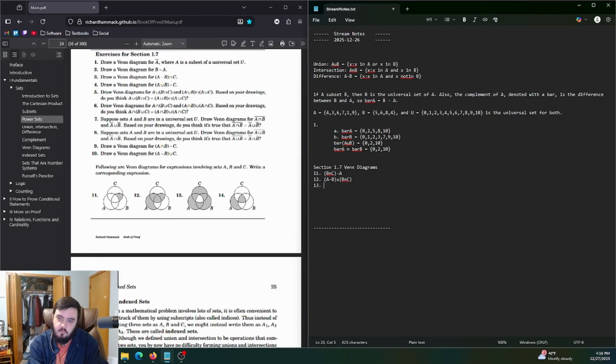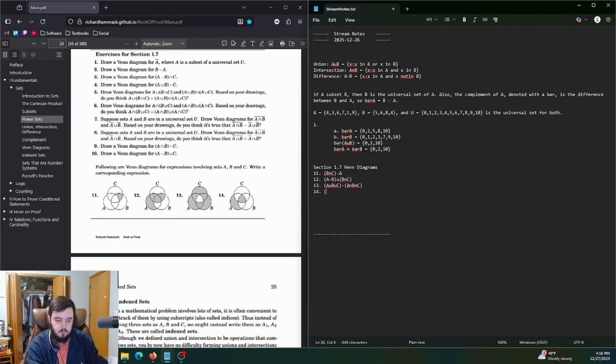Okay. This one's fun. Yeah, this is going to be A union B union C minus A intersect B intersect C. It's anything that isn't in all three of them. Yeah, it's every element that isn't in all three sets. That's a fun one. I like these problems. All right, 14.